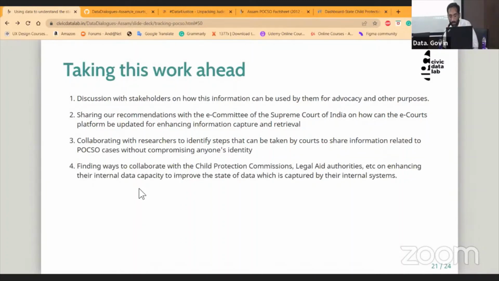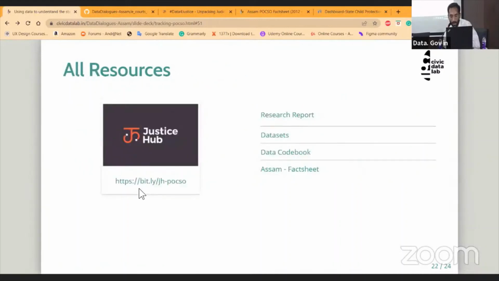Finding ways to collaborate with child protection societies, child protection commissions and legal aid authorities on enhancing their internal data capacity, which our hope is to improve the overall state of data. And all the data sets, obviously not the judgments, we have tried to anonymize as best we can. So the data sets are uploaded. This is also a platform that we have created.